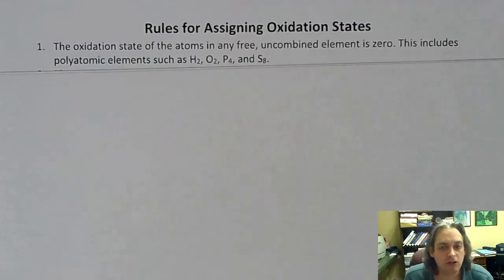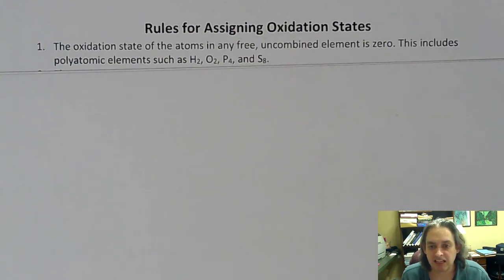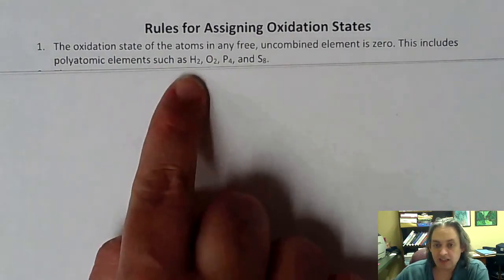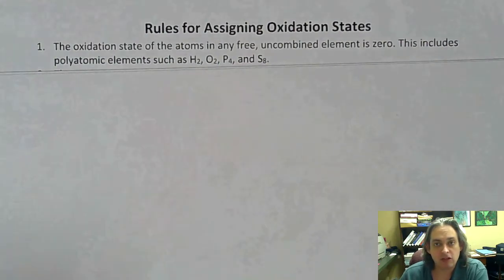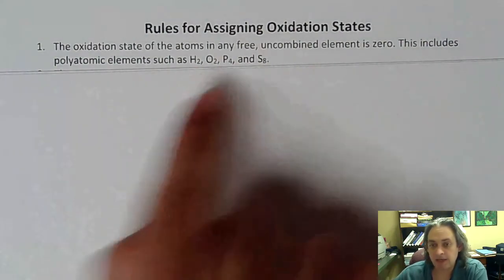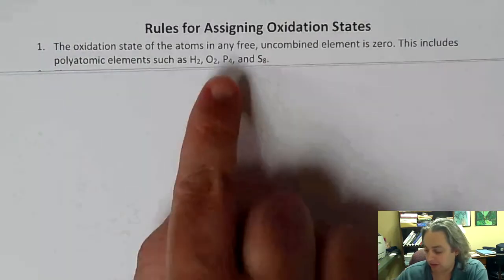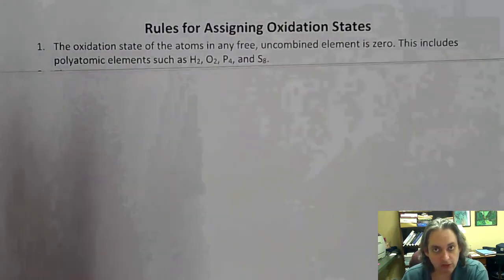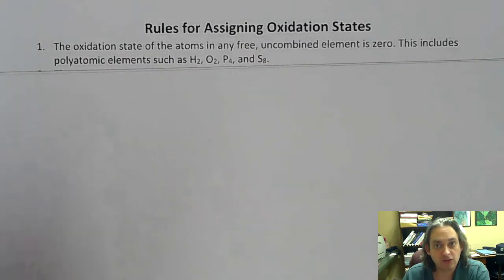The first rule for assigning oxidation states is that the oxidation state of the atoms in any free uncombined element is zero. This includes polyatomic elements such as hydrogen, oxygen, phosphorus, and sulfur. The oxidation state for each one of these elements is going to be zero. It does not matter how many of those elements there are. So for example, phosphorus, the formula is P4. The oxidation state for the phosphorus, for all of those atoms in that phosphorus molecule, is going to be zero.